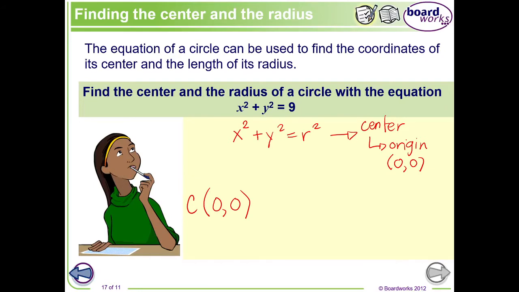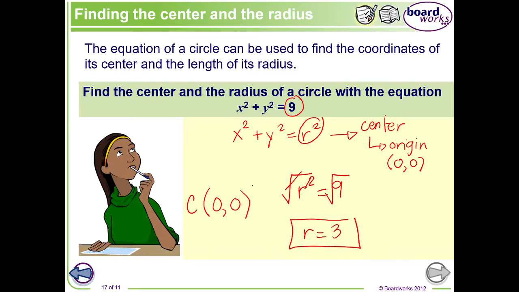Okay? Now, what about r squared? So, r squared is equal to 9. Take the square root of both sides. Therefore, r is equal to 3. Therefore, the radius is 3 and the center is 0, 0. Is our first example clear?